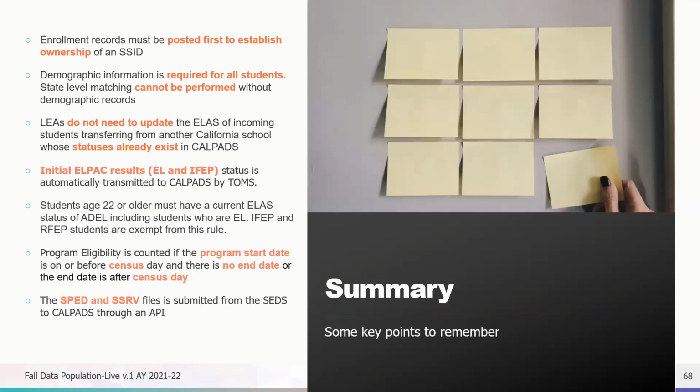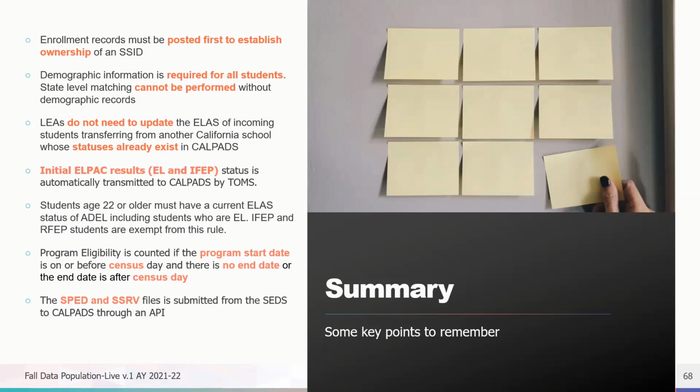Do not update a student's ELAS status or SELA status if it already exists in CALPADS. Only the initial result of the home language survey, or a change, like a student going from EL to RFEP or from RFEP to ADEL, should be submitted once established. The only initial statuses would be IFEP and TBD. Initial ELPAC results would be EO and TBD. Initial ELPAC results will be EL and IFEP. Students aged 22 or older must have their status changed to ADEL from RFEP.